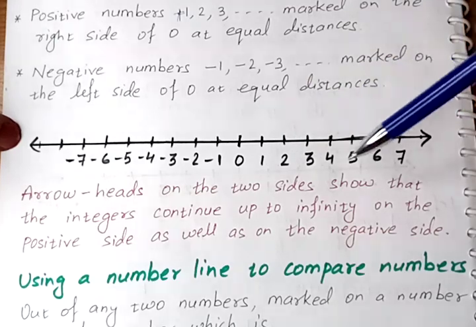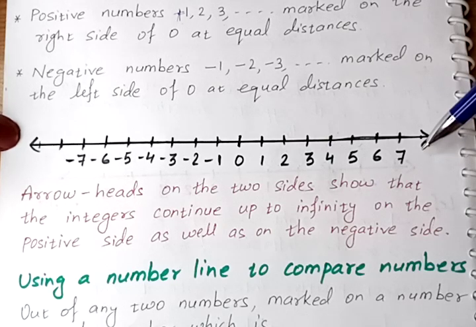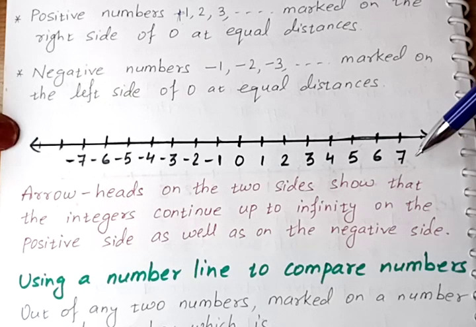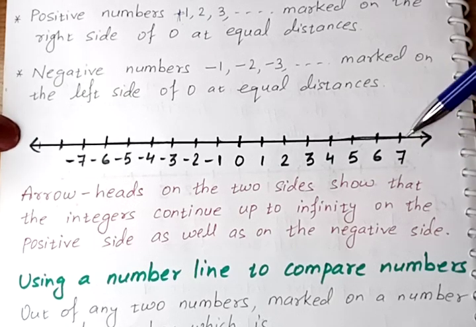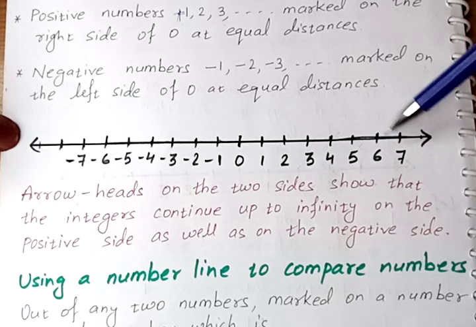So on the right side, which numbers are there? Positive numbers are there. How many positive numbers are there? Positive numbers are infinite. Infinite positive numbers are there on the right side. In this number line, I denoted only 7 numbers because we can represent only limited numbers on paper.